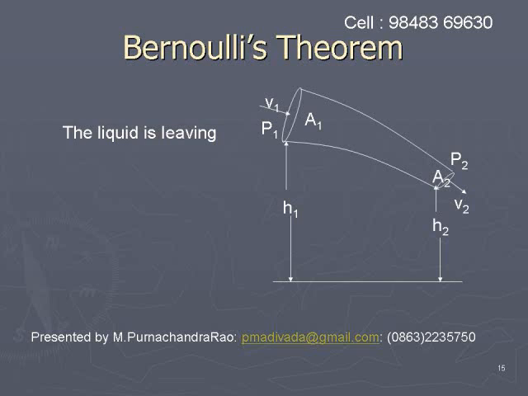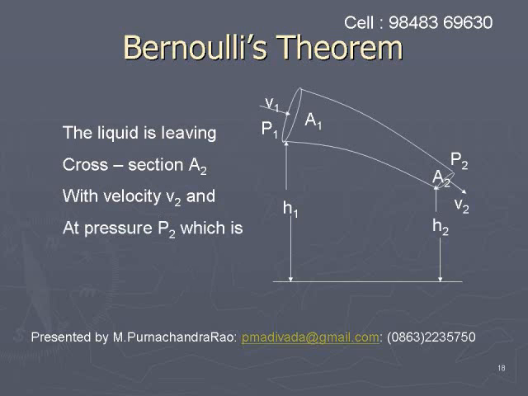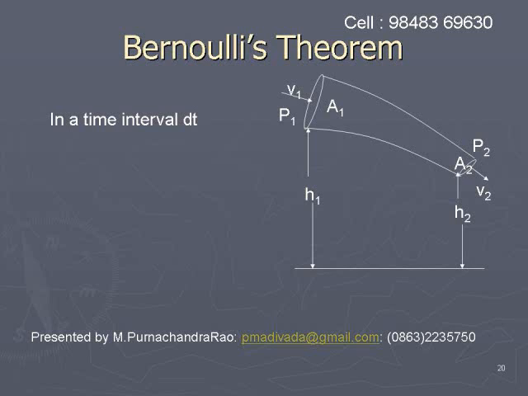The fluid is leaving the cross section A2 with a velocity V2 and at a pressure P2. The end of this tube of flow, the cross section A2, is at a height H2 from the ground. Suppose the density of the fluid is rho and let us consider a small interval of time dt.